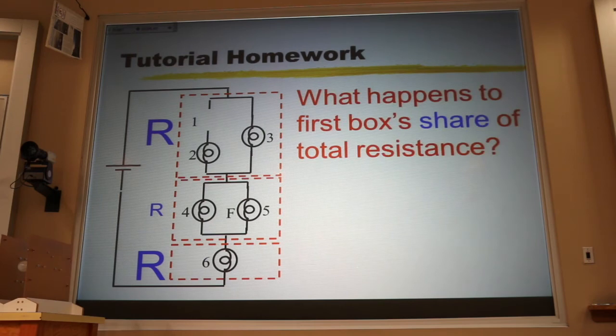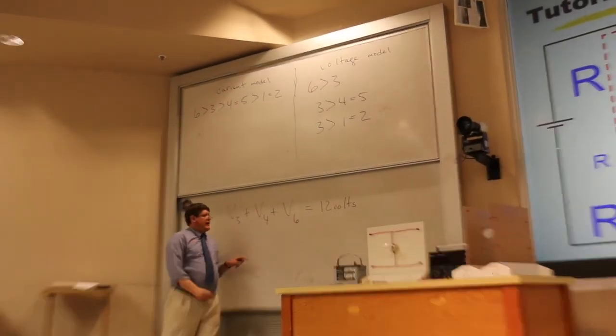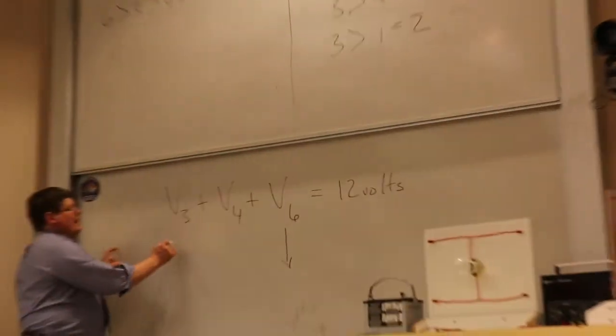Oh, we got one last piece. What happens to the first box's share of the total resistance? It goes up. And so what happens to the voltage across 3? It gets brighter. Okay? Now, the other way I could say that, using the notation we've been using thus far, is I could pick a path that goes through 3 and 6, back to the battery. That's got to add up to the 12 volts of the battery. If 6 gets dimmer, because I've removed a path, the current through the battery goes down, well then 3 has to get brighter.